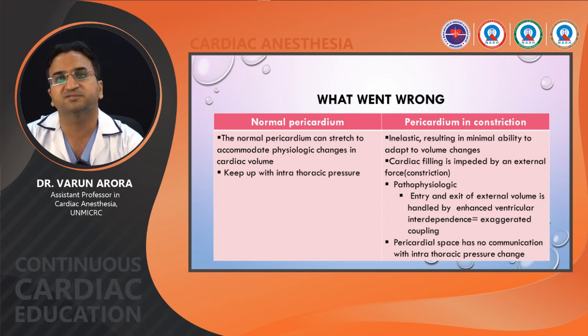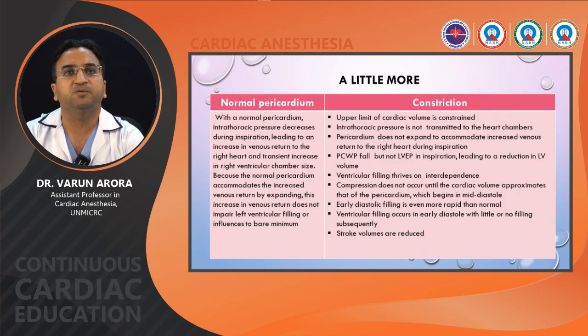This we will discuss. With a normal pericardium, intrathoracic pressure decreases during inspiration, leading to the increase in venous return to the right heart and transient decreases in right ventricular chamber size. Because the normal pericardium accommodates the increased venous return by expanding, this increase in venous return does not impair the left ventricular filling, or influences it to a bare minimum.